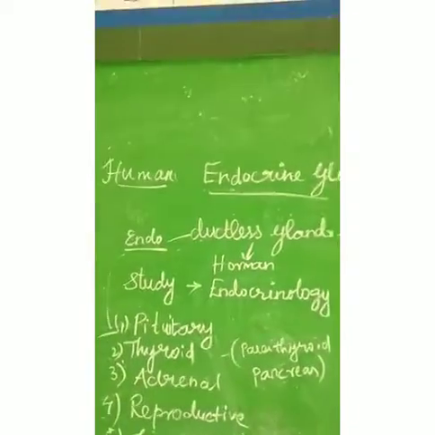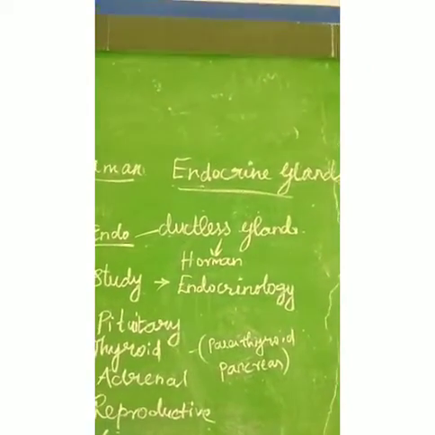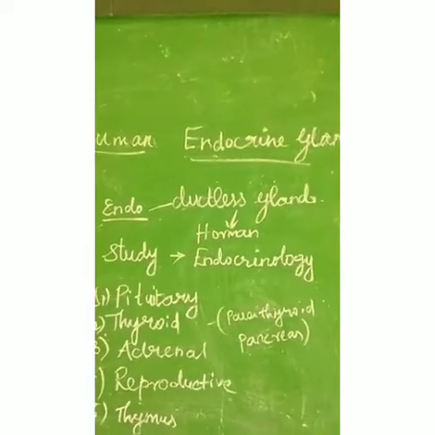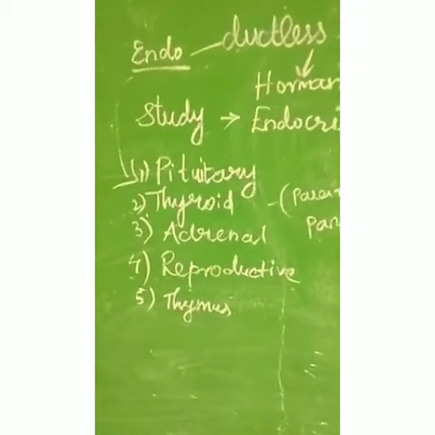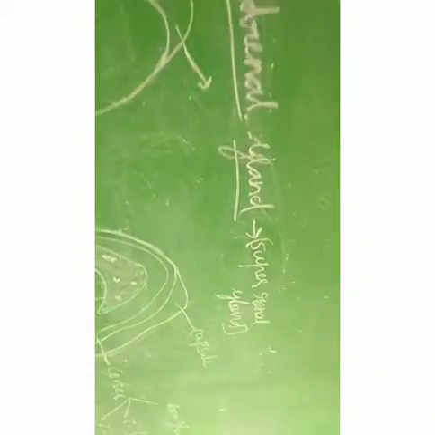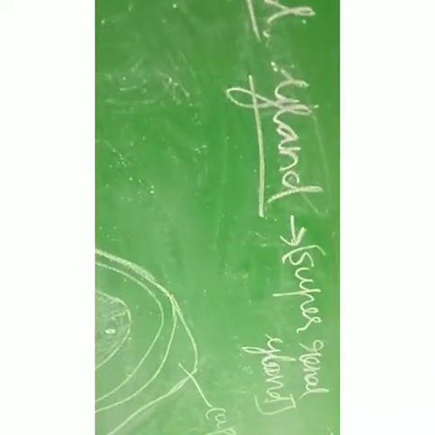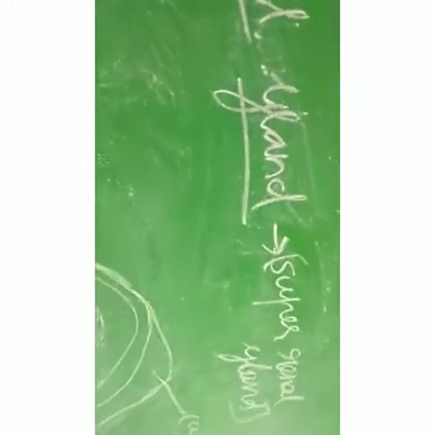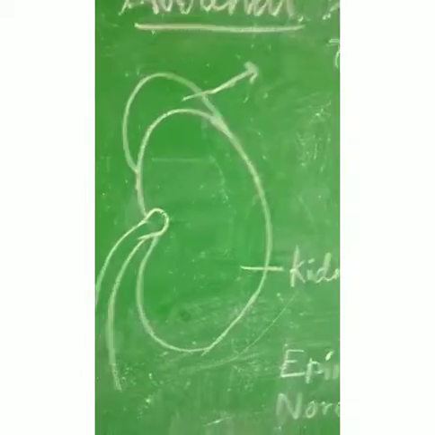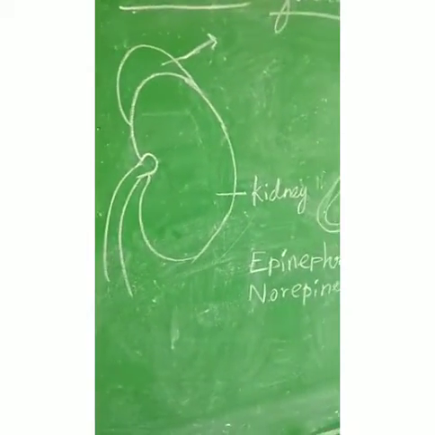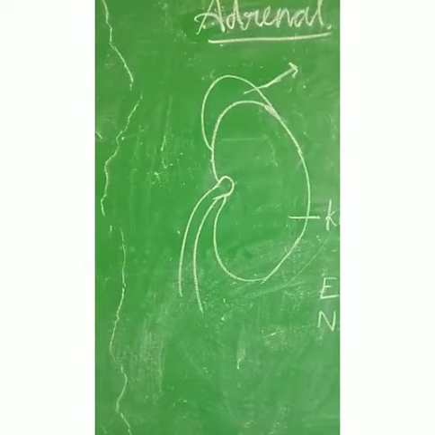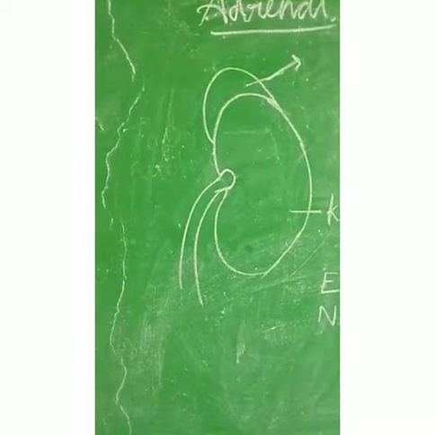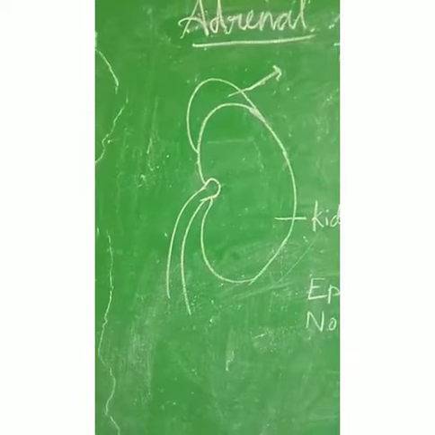Students, we have seen human endocrine glands in the last class, particularly the pituitary and thyroid glands. Now we are going to see the next gland. It is called the adrenal gland, otherwise called the suprarenal gland. Where is this gland located? It's located on our kidney. Above the kidney region we see this gland, so it is called the suprarenal gland.